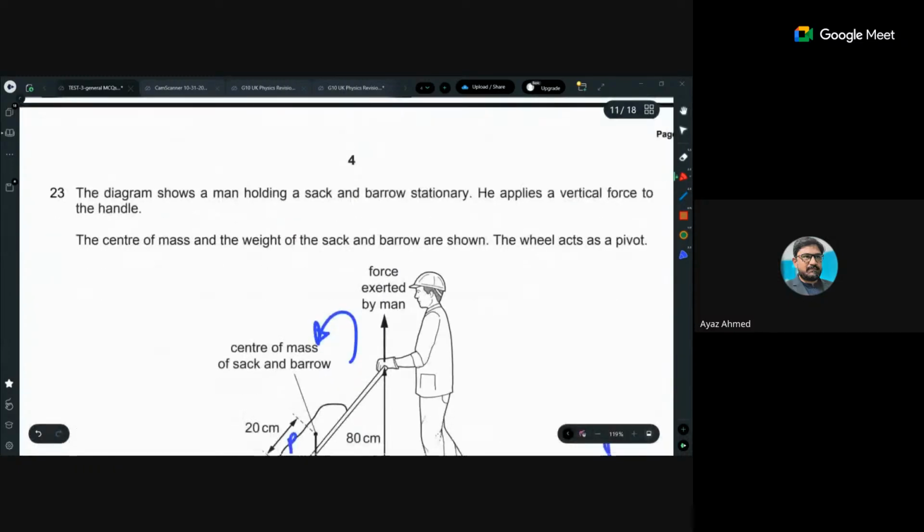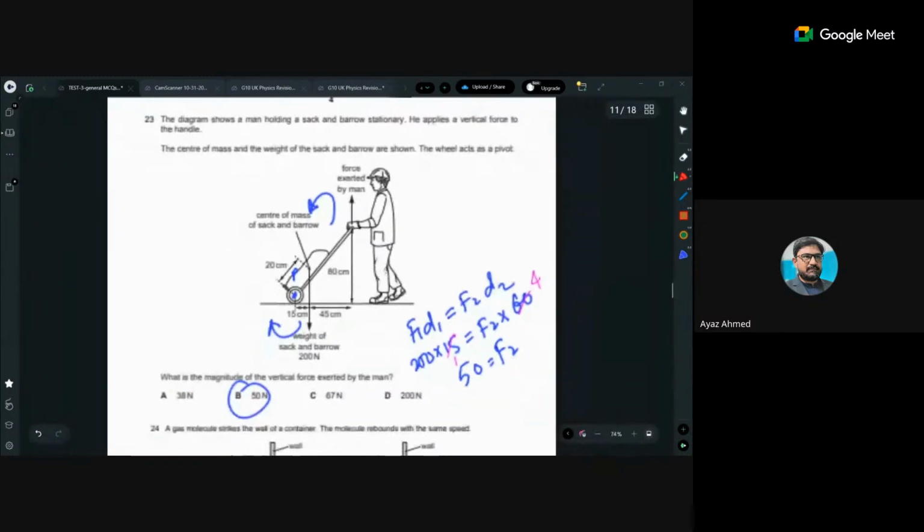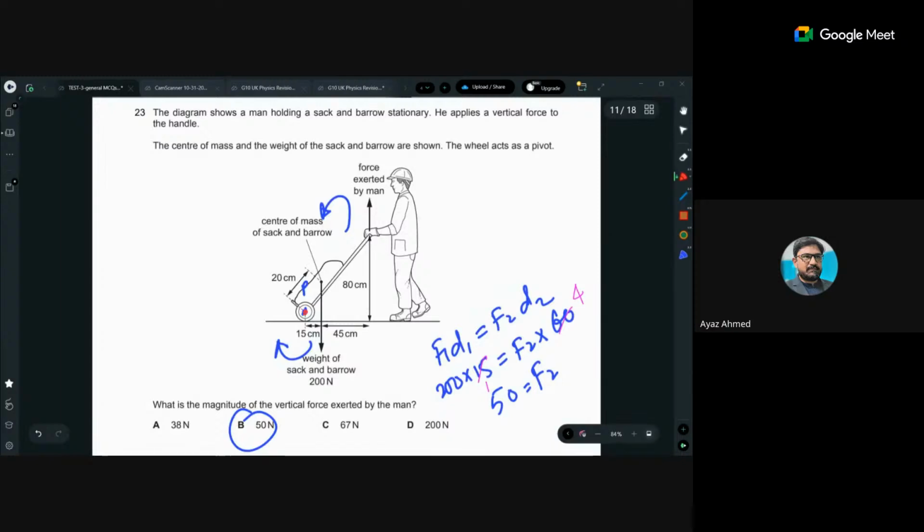Okay, again the moment question, right? In this question, this wheel is acting as a pivot, and this is the force which is 200 Newton, and it is acting at a distance of 15 centimeter. And this guy is applying a force in the upward direction at a vertical distance from this pivot at this distance. So it is 45 plus 15 centimeter. So you applied F1 D1 is equal to F2 D2. F1 is 200 times 15, and this one is F2 times 60. So your answer should be 50 Newton. So this guy is applying 50 Newton force in the upward direction. Got it?